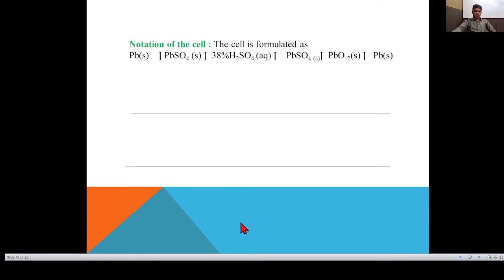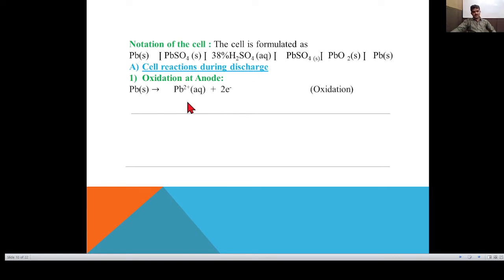Then what is the notation, the representation of the cell? So Pb | PbSO4 (solid state) | 38% H2SO4 | PbSO4 | PbO2 | Pb. This notation is very important. It is understood after studying the oxidation and reduction half reactions.